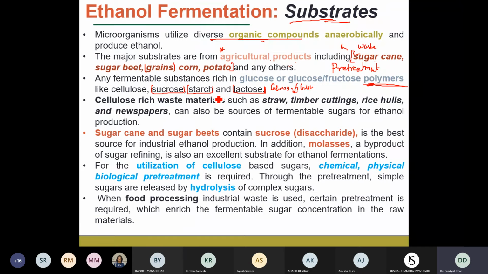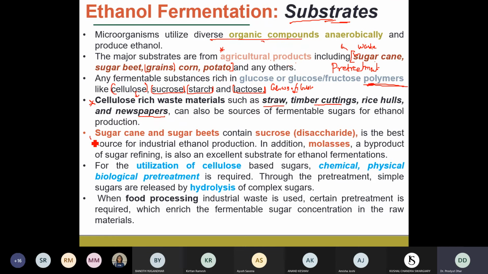If you see the case of cellulosic rich materials, cellulose can come from different sources, for example rice straw, timber cuttings, waste from the furniture or wood industries, rice hulks and newspaper. Even waste newspaper or waste papers generated after use of paper-based packaging can be used as a substrate for the production of ethanol.